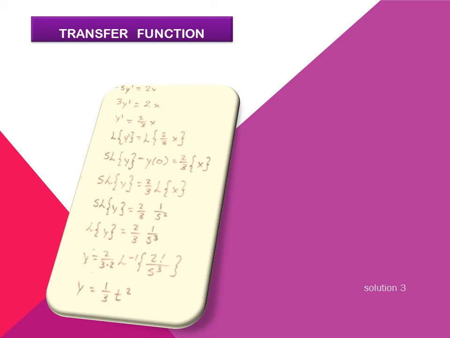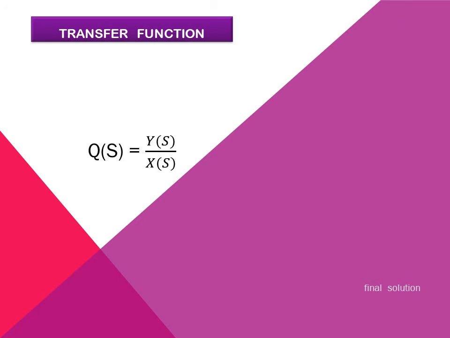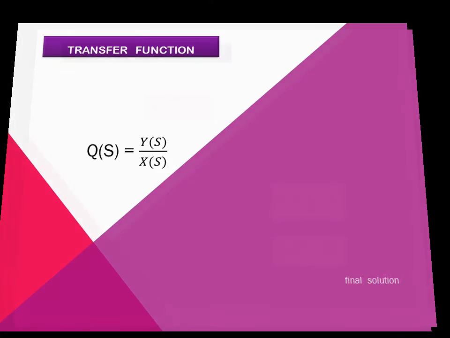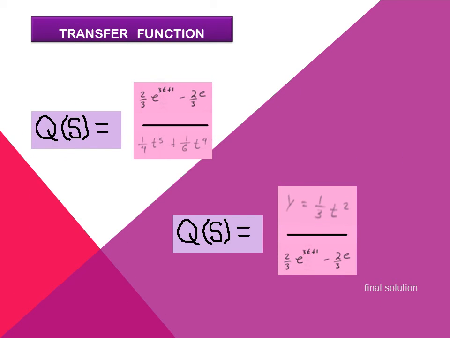The third differential equation applies the same sequence of activities for the solution. The formula of the transfer function relates the output of the system with the input by means of a proportion. Substituting the results, we have the two transfer functions.